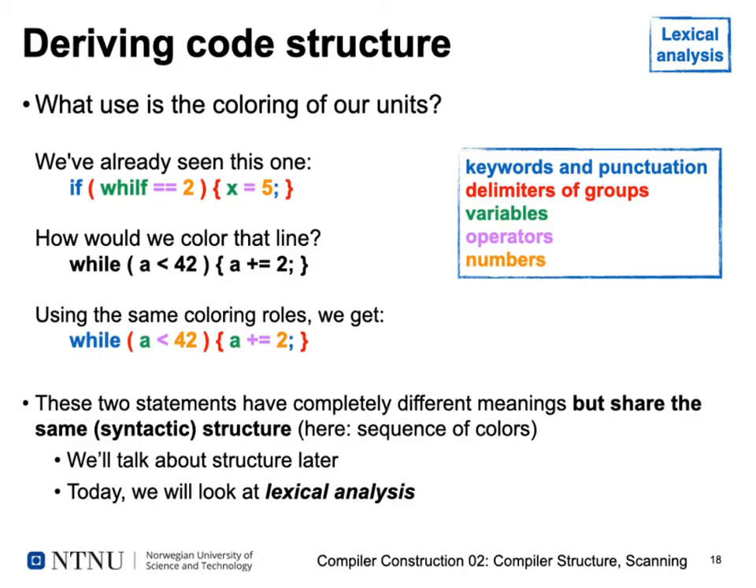First, we'll just talk about what enables us to actually split our input character stream into these parts and to assign these colors. And later on, we'll talk about the relations of these colors, so how these come together in order to make a meaningful program.